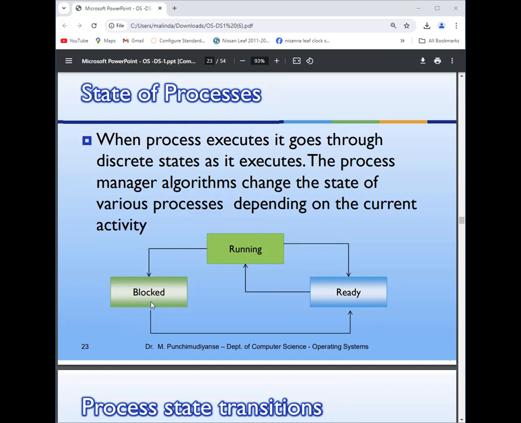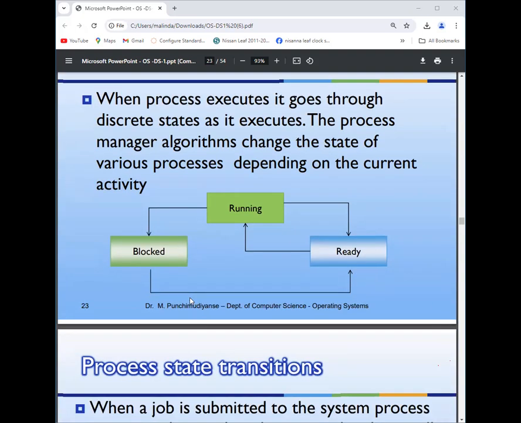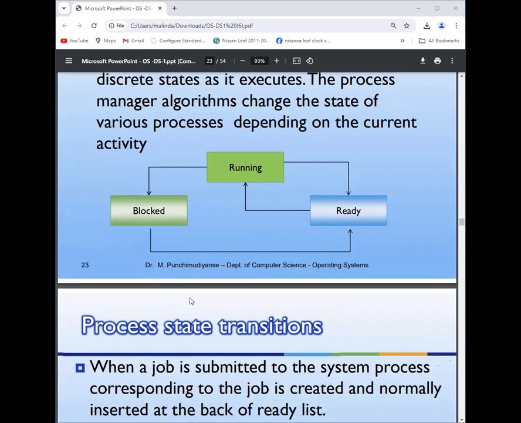Then when that particular input output operation or keyboard input, or the output of another process it was waiting for, has been received, that process can be moved back onto the ready state so that it can wait for CPU time. So this three-state cycle is there for processes. However, including these three states, there can be another two states that the process can be in. We call it process state transition.